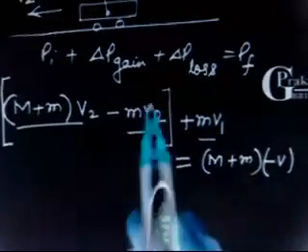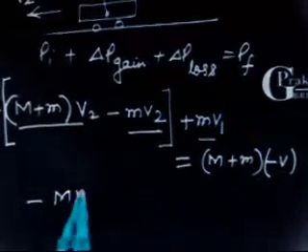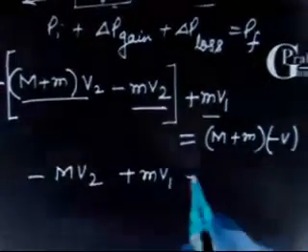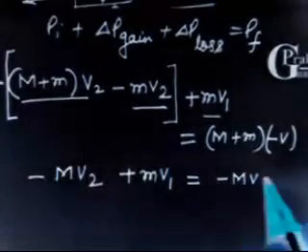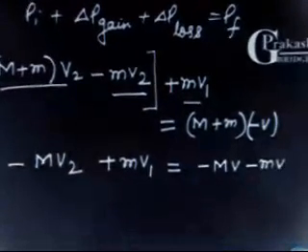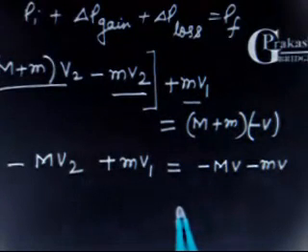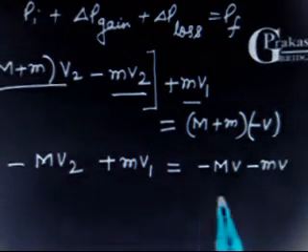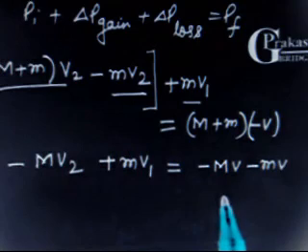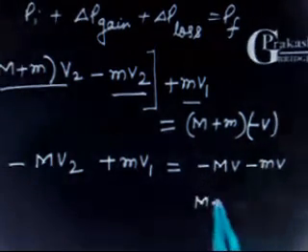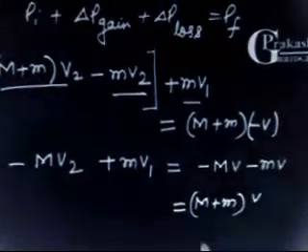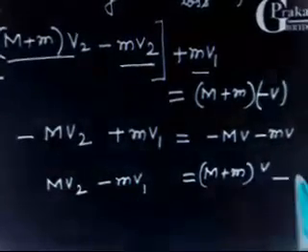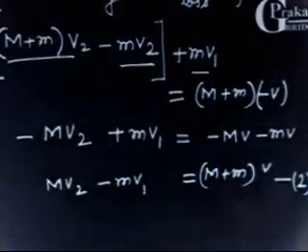So this mv2 goes, so I will have m into v2 plus m into v1, and this is equal to minus (m plus m) into v. Now I basically have to solve for v. Let us put this (m plus m) into v itself and take the minus sign to this side. So I will have mv2 minus mv1. So this is my equation number 2. If you see your copy, what is the equation number 1 you have?